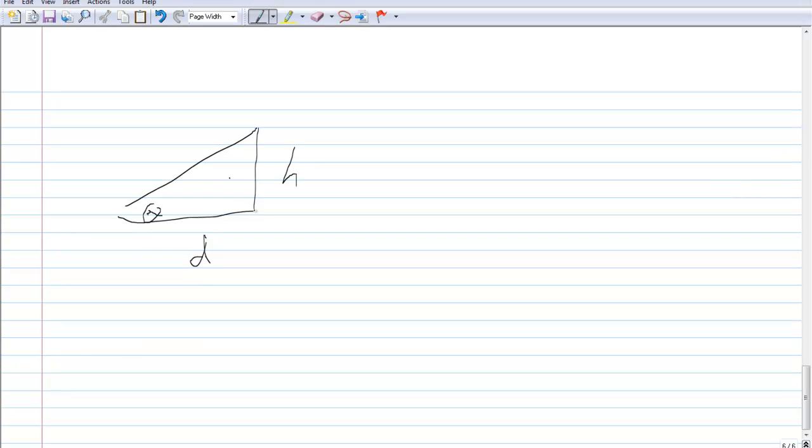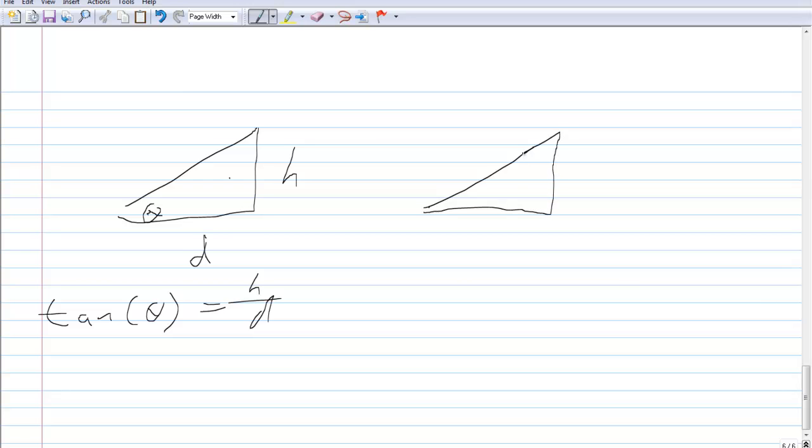So if we look at the initial problem, we can see that we have a sort of triangle here. So this is the h of the tree and the d from the distance. So there's going to be some angle, let's call it theta, between the two of them. This means that the tangent of theta is going to be equal to the opposite over the adjacent, so that's h over d.